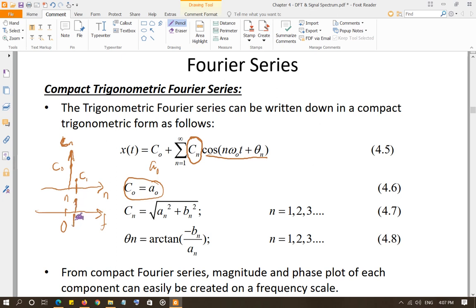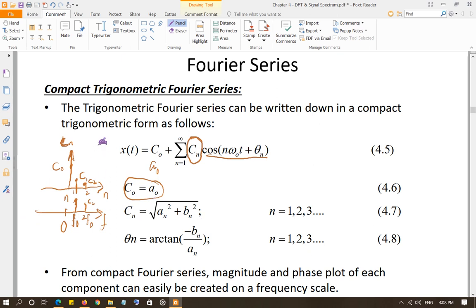So the frequency of this will be f naught if my scale is frequency in hertz instead of frequency in radians per second. Then I have a component C2 at n is equal to 2. Likewise, if my x-axis is frequency, then C2 is going to be at 2f naught, the second harmonic, and so on and so forth. So I can plot all these components.